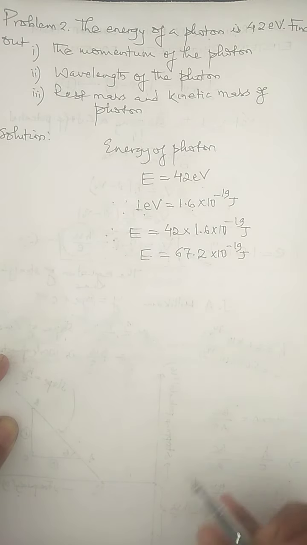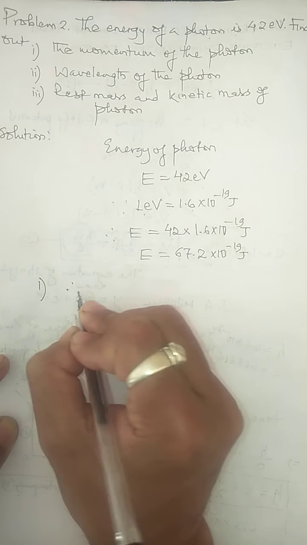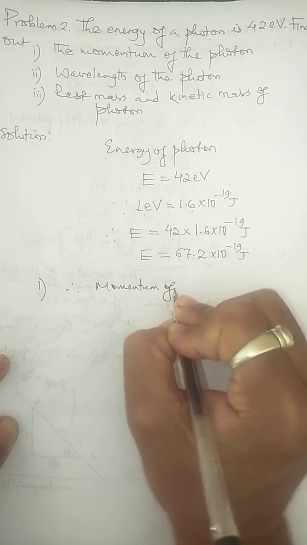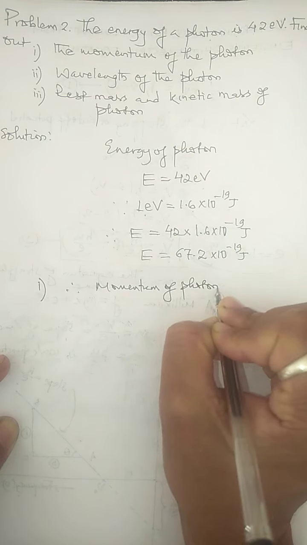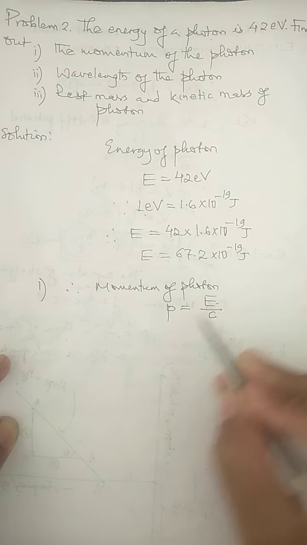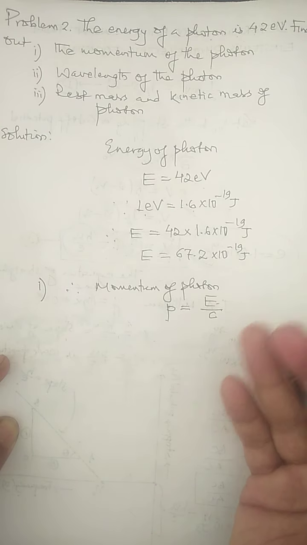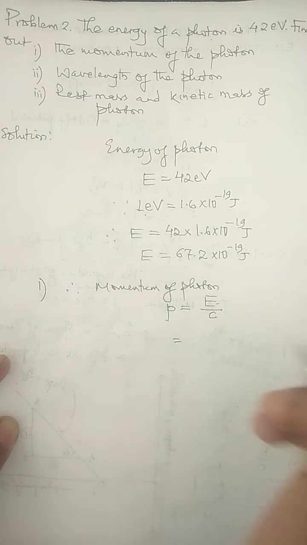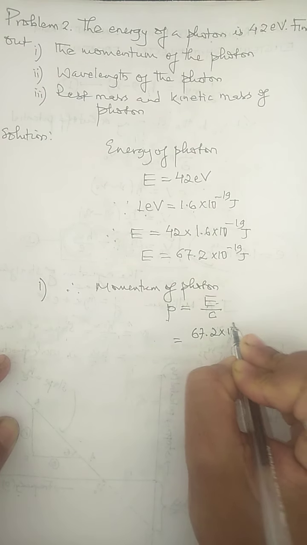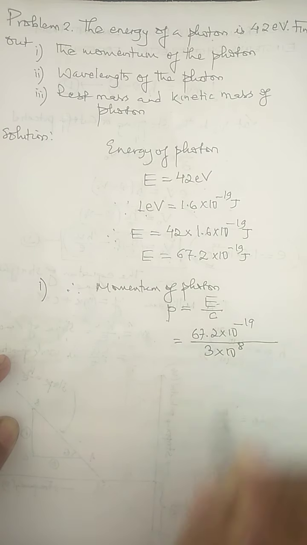Now how to calculate the momentum when energy is given? Yes, we use one of the relations. To calculate the momentum, I use the formula, therefore I write down the momentum of the photon. The first part I am calculating is the momentum of the photon. Momentum is also expressed by E by C. In terms of energy, momentum equals E by C, because this C is the speed of the photon. And you know the speed of a photon is always 3 into 10 power 8, because photons are light particles. So E is 67.2 into 10 to the minus 19, and C means 3 into 10 power 8.